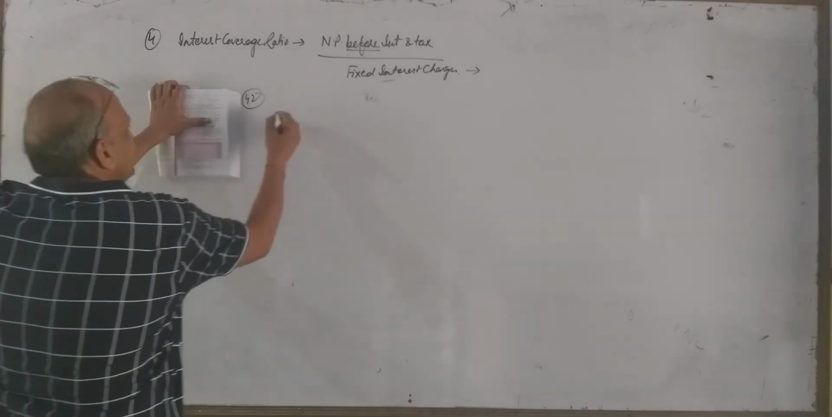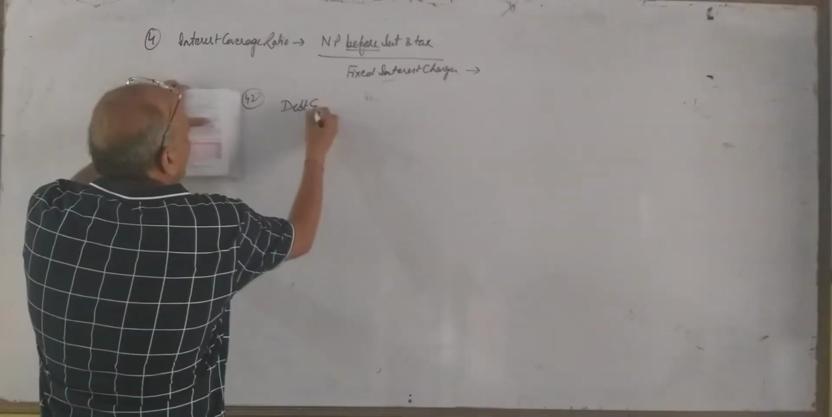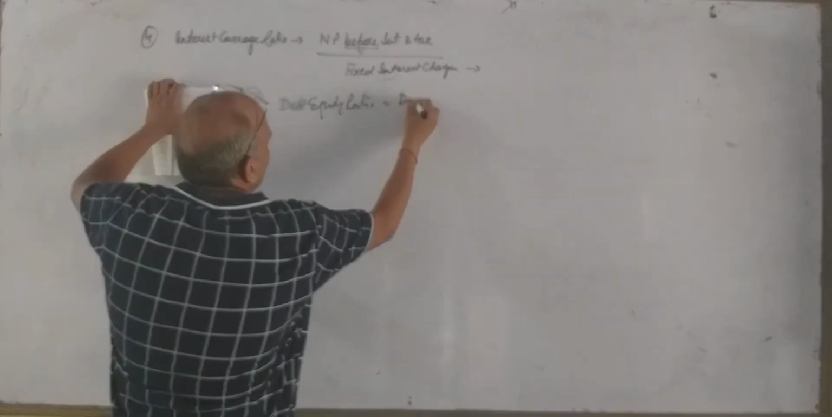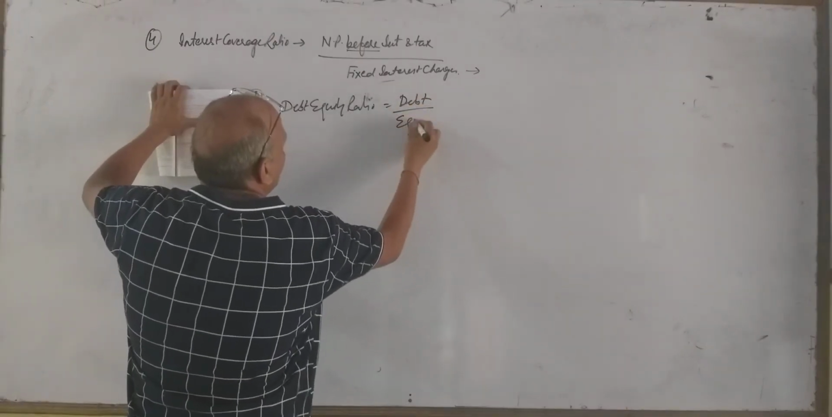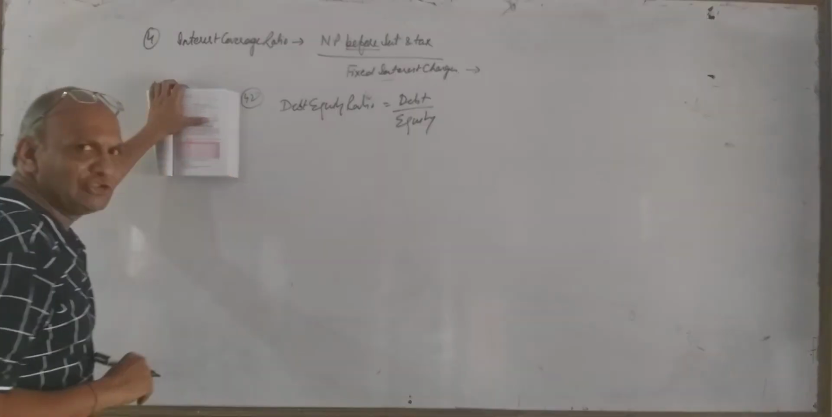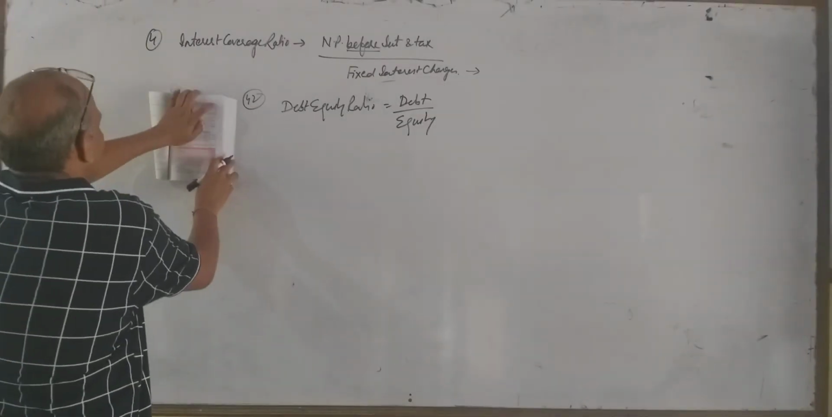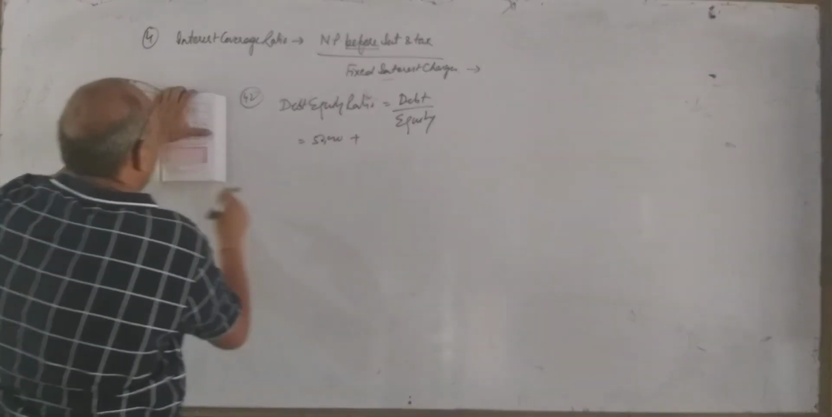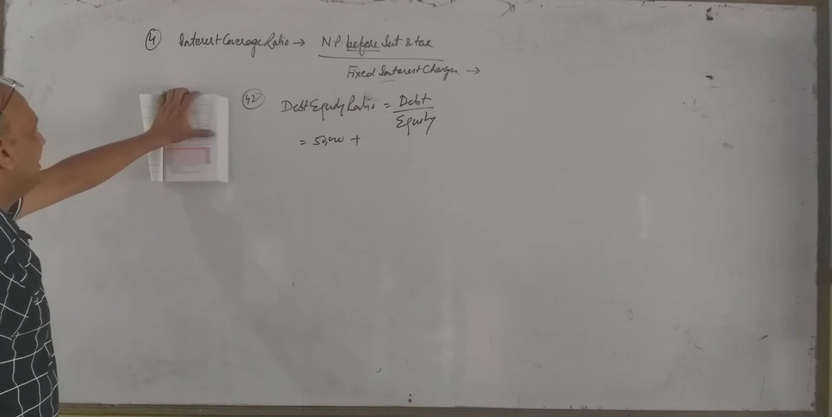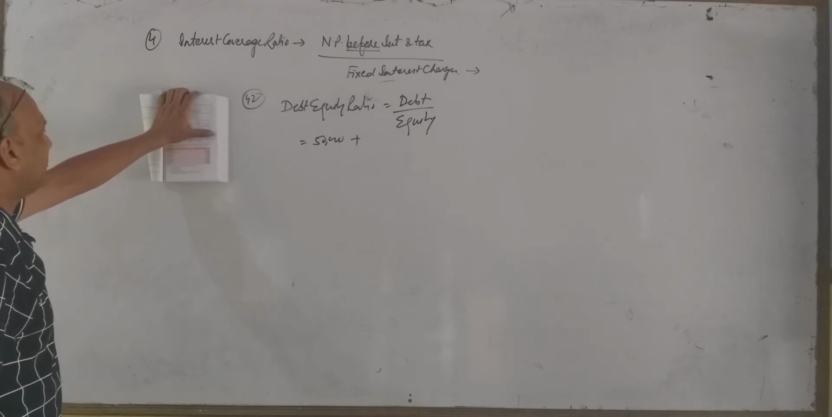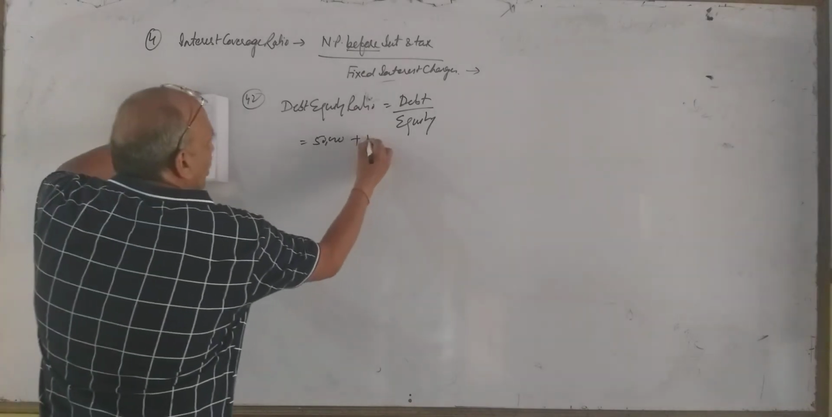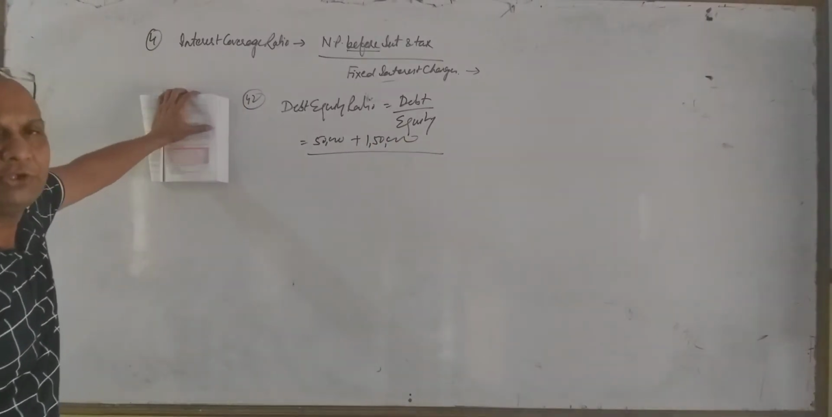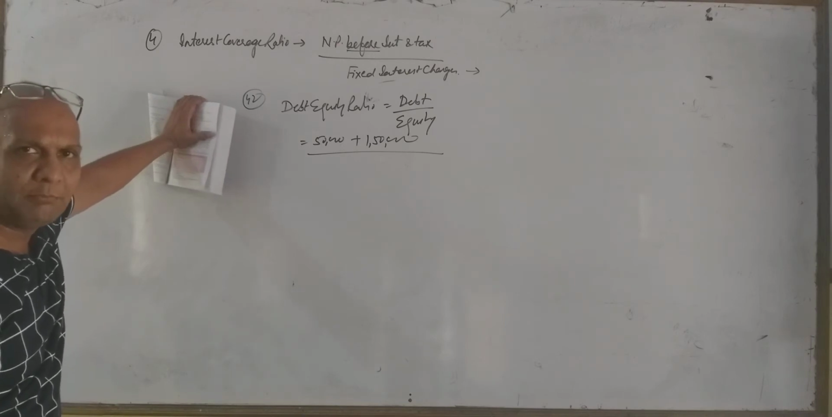The first sum is asking to calculate debt equity ratio. Debt equity ratio, as we discussed, is debt upon equity. Debt means NCL. So here NCL is, we have given 12% debenture, 50,000, and then we have given mortgage loan of 1,50,000. Two items are given for debt or NCL or long term borrowing.